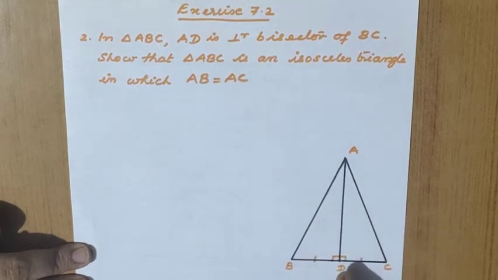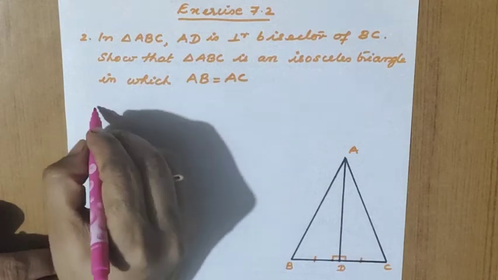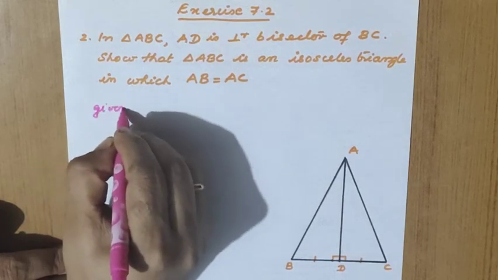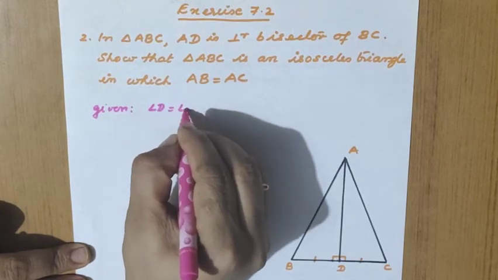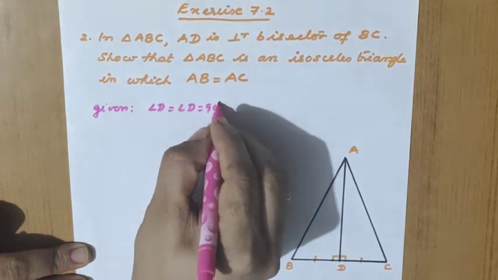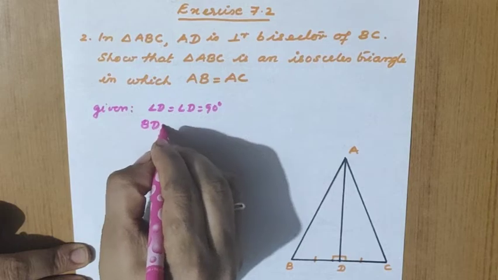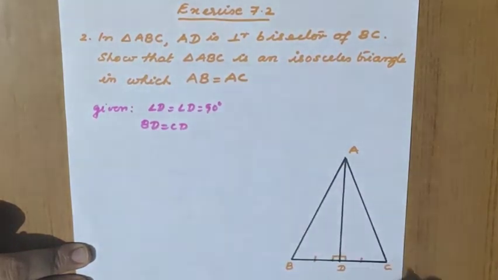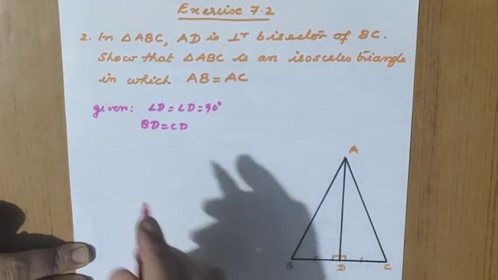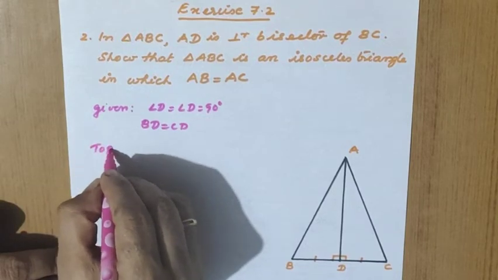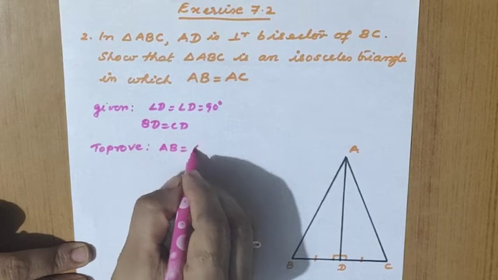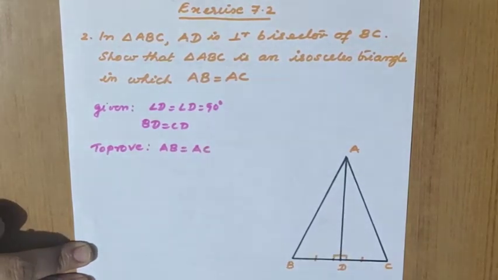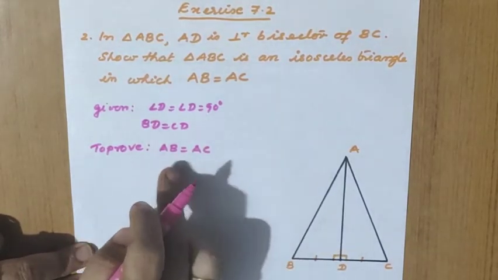So while joining the AD, you know that it is divided into the two triangles. So what is given in the question, we will write angle D equal to 90 degree and BD equal to CD. It is also given perpendicular bisector, right? Now what is to be proved? AB equal to AC, right? Now we have to prove that AB equal to AC.